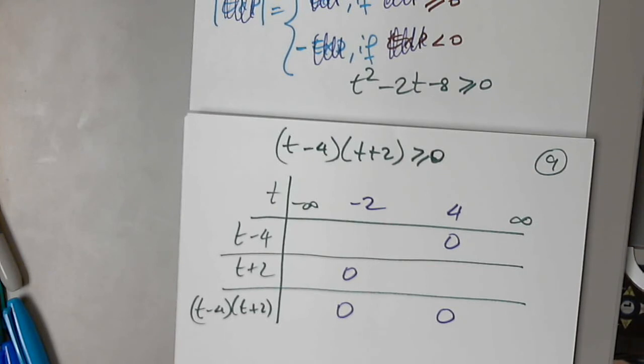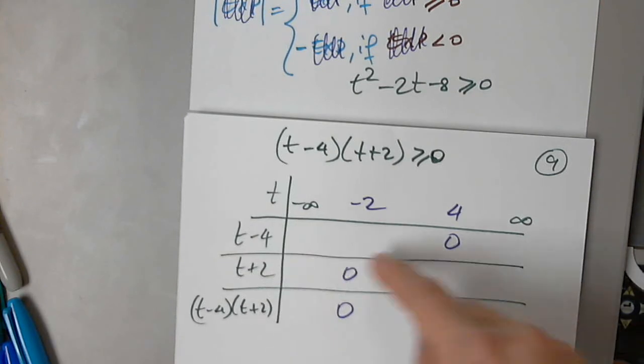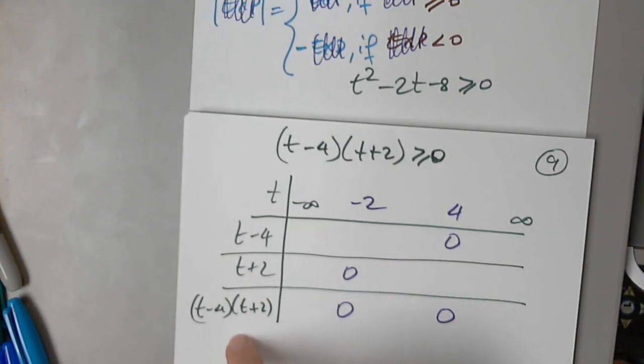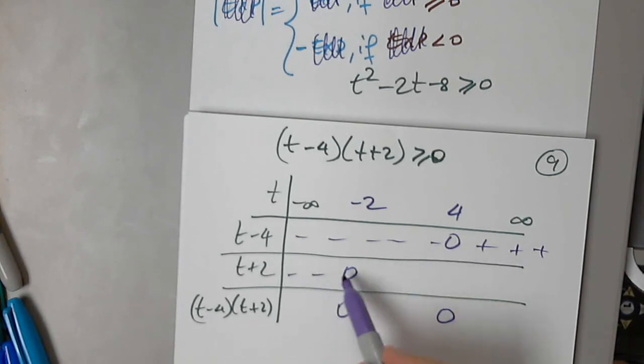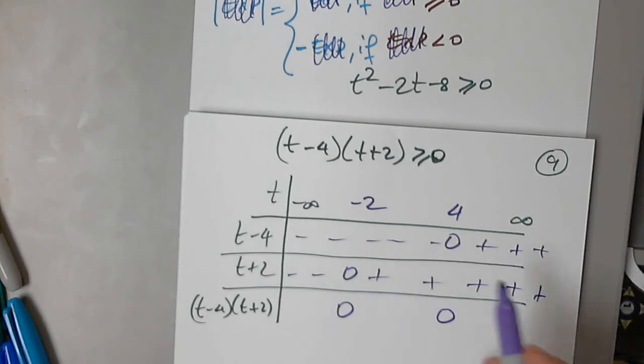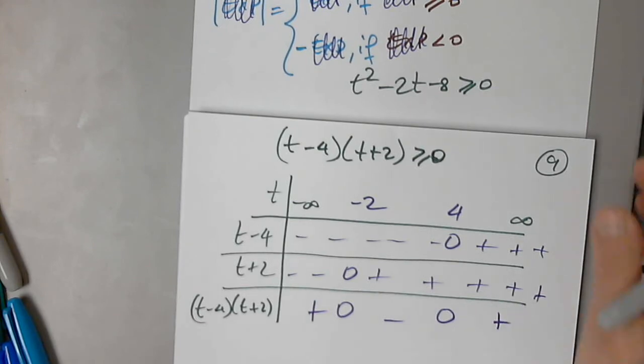Both factors are linear functions with a positive slope. I don't need to study the sign. I know it's negative to positive. So negative till 0, positive. Negative till 0, positive. And then I can study the sign of the product. Because I'm not interested in this, and I'm not interested in this. I'm interested in this. So I multiply two negatives. I multiply a positive and a negative and two positives. So I know the answer now.